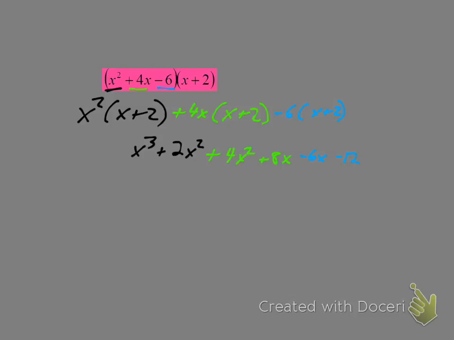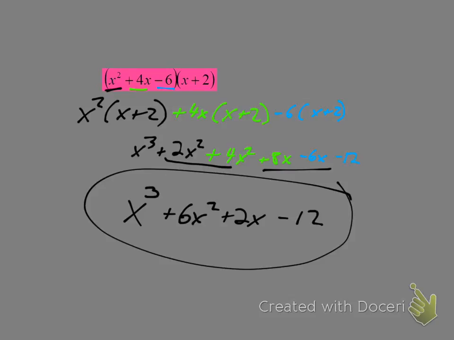And now you see that you have what? Like terms. So combine them. You have x cubed all alone. You have the x squared, 2x squared, and the 4x squared to give you 6x squared. 8x minus 6x gives you 2x. And then the minus 12 there at the end.